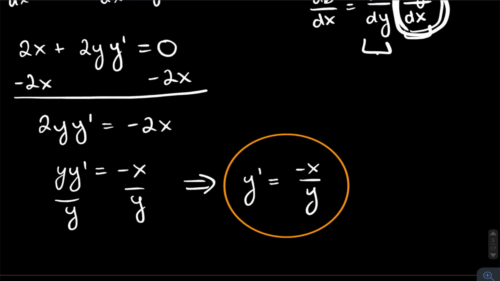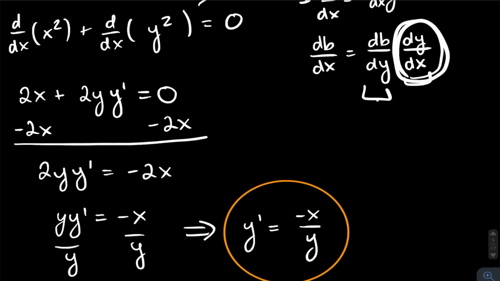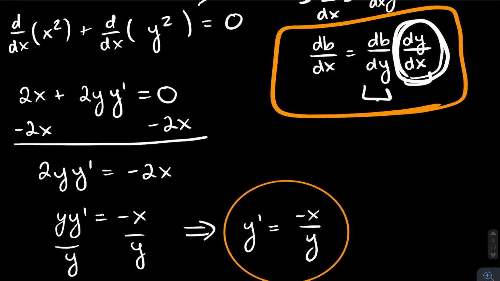But yeah, that's how you do implicit differentiation. It literally is just that chain rule idea from before.